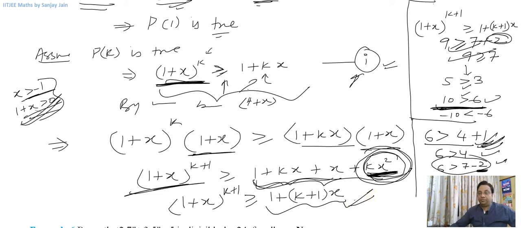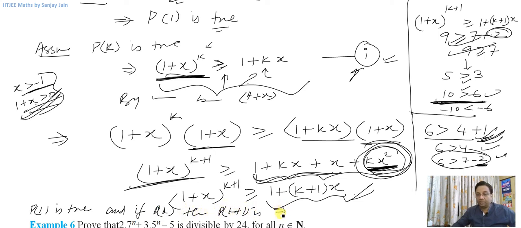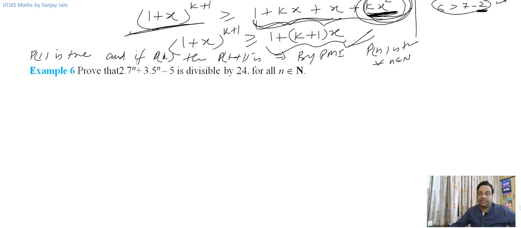And this is p of k plus 1. So p of 1 is true, and if p of k is true, then p of k plus 1 is true. This implies, by the principle of mathematical induction, p of n is true for all n belonging to natural numbers. This is the statement that you need to write at the end of the question.